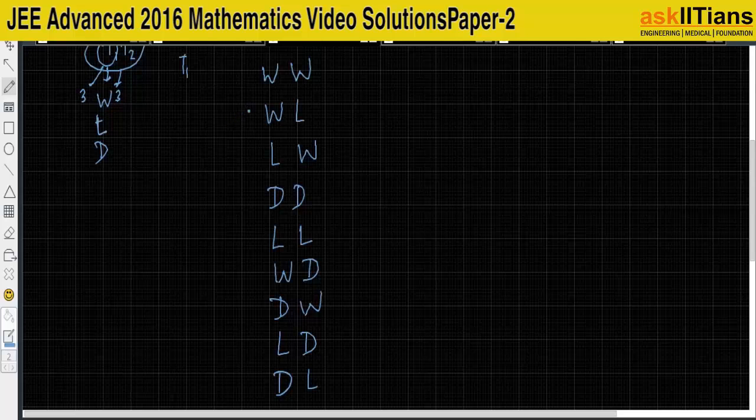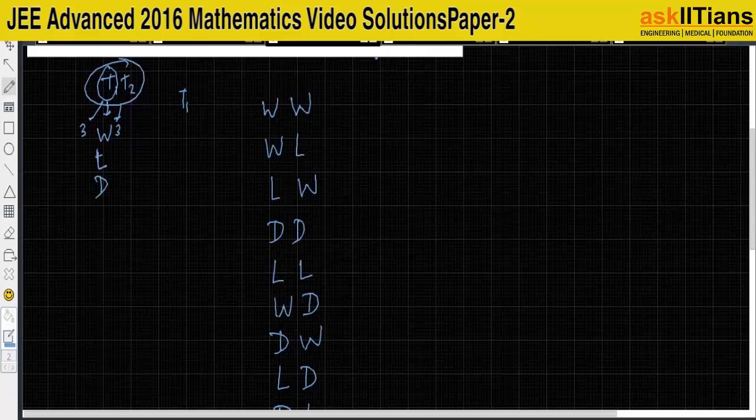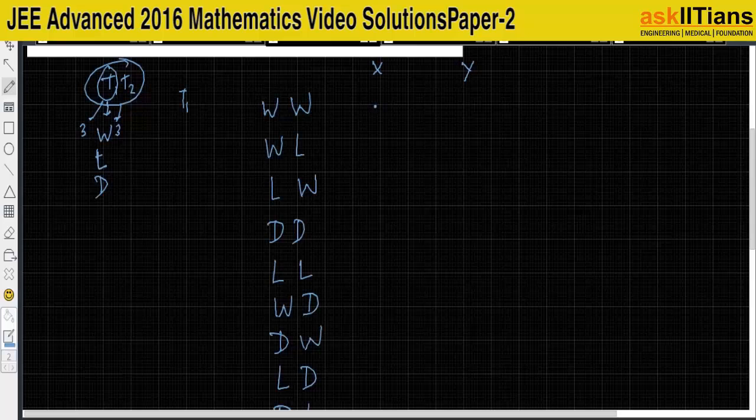Now if T1 wins, what will be the scores of T1 and T2? If T1 wins both the matches, then the score of T1 will be 3 plus 3, that's 6. And if T1 wins both, that means T2 loses both, so that will be 0 plus 0. Y will be 0. If T1 wins the first match and loses the second, T1 gets 3 plus 0, that's 3. And T2 loses the first match and wins the second, so T2 will also get 3 points. In this case also, both of them will score 3.